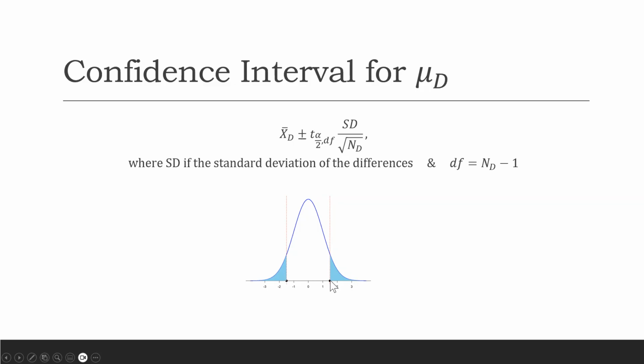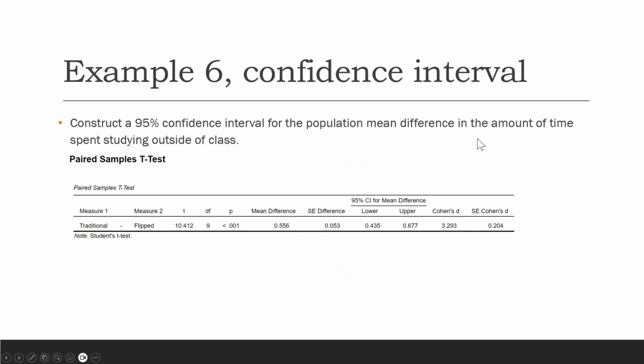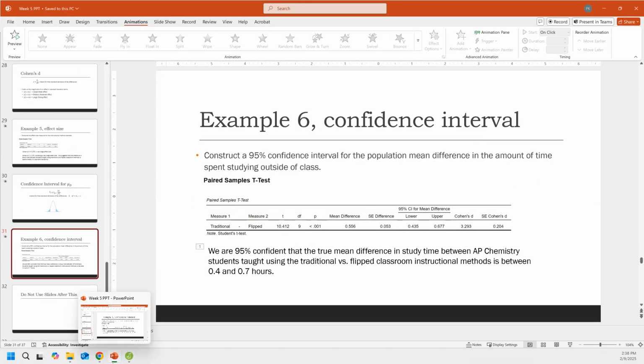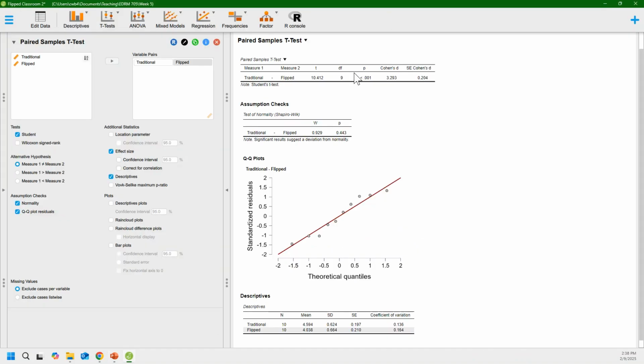That will allow us to use the qt function in JASP and the R console module in order to get the critical value t sub alpha over 2, with df equals number of differences minus 1. So once I have all those values, I can plug them into this formula. It's going to give me two numbers, our lower and our upper bound of our confidence interval. Let's go to JASP and add those results to our output here in our paired samples t-test.